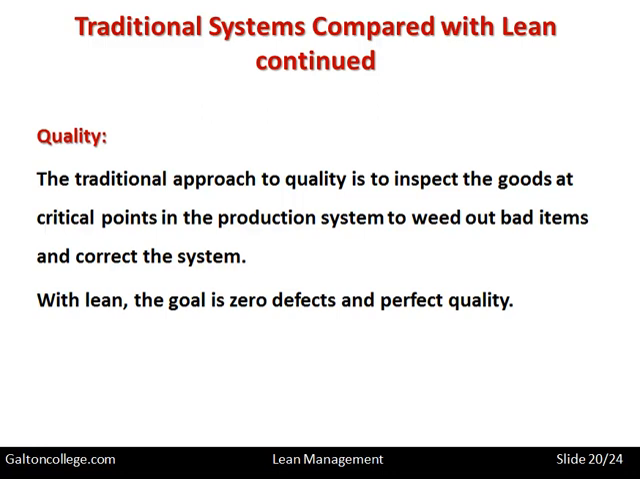With the lean approach, the goal is zero defects. Zero defects with perfect quality. So if there is any defect in the system, it must be looked at very carefully to identify what caused the defect and fix it. No defects are allowed in the lean system. So all the output is of perfect quality, exactly as per the specification agreed with the purchaser.